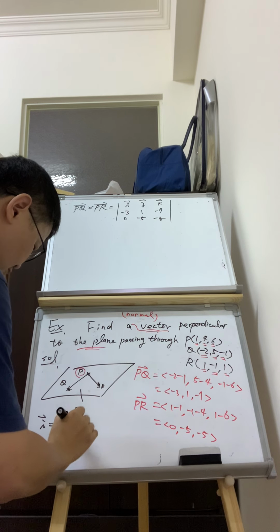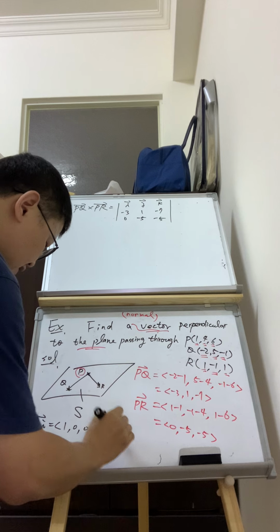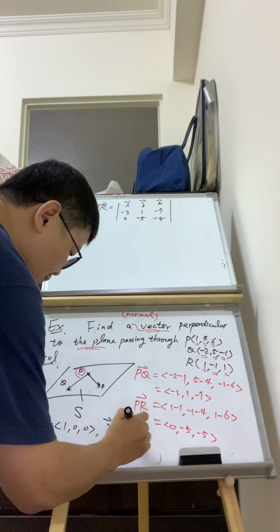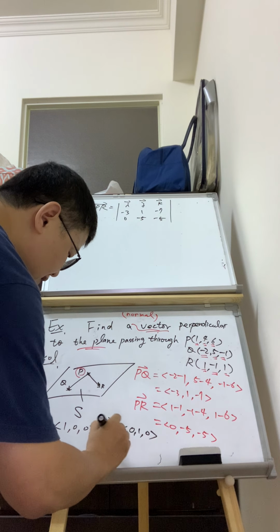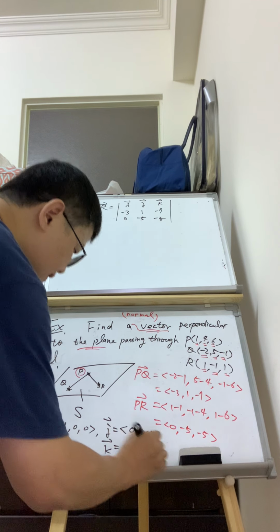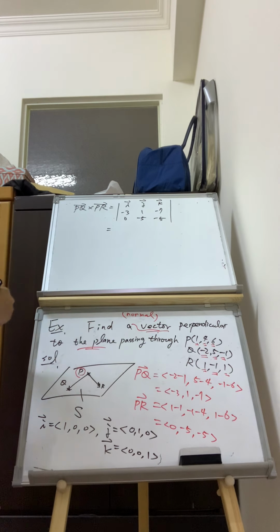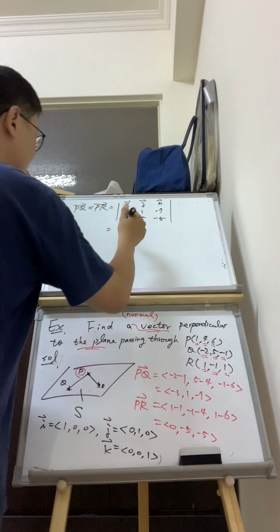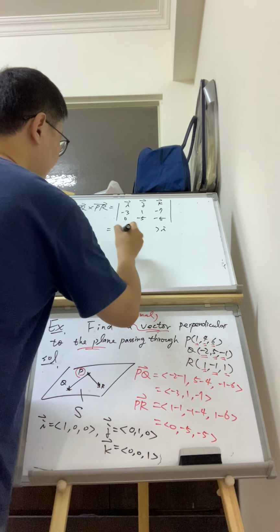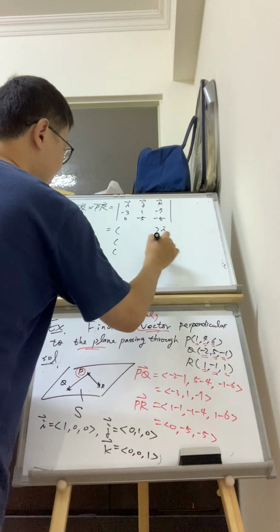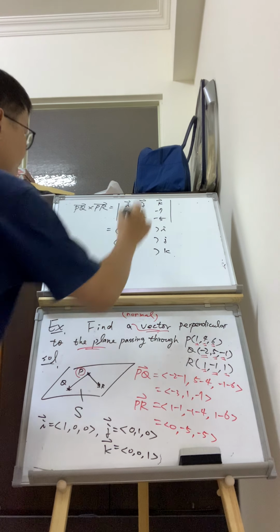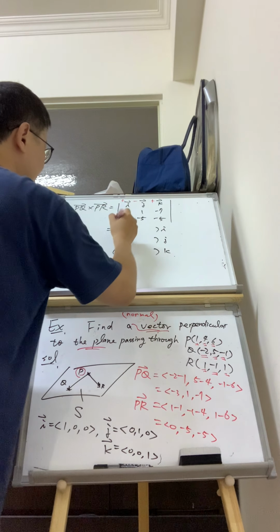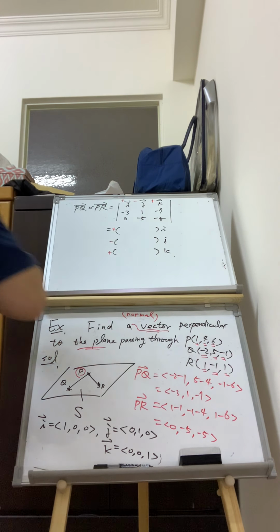I remind you, i is 1, 0, 0. It's exactly the e1 vector in linear algebra, j is the e2 vector 0, 1, 0, and k is the e3 vector 0, 0, 1. By the definition, you can see here are our i, j, and k, with signs positive, negative, positive.